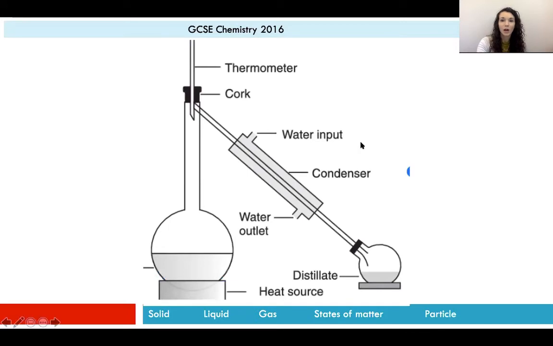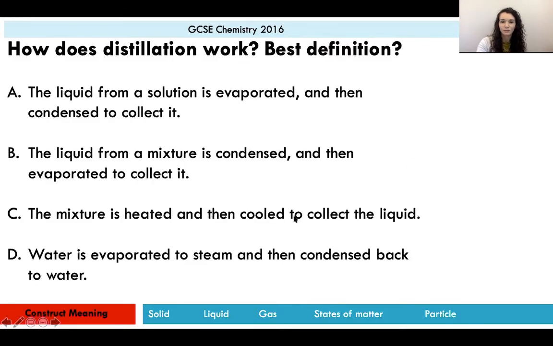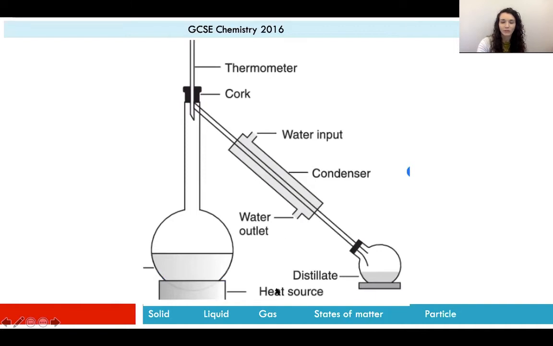Excellent, well done. So you've got the thermometer. You usually have a bung or a cork there to stop any of the vapour from escaping. You've got the heat source or the Bunsen burner here. You've got this flask here with your mixture in. This column here, this tube here, is the condenser, and you've got this water jacket around it where cold water is pumped in, and the water comes out here, and the water there will just carry on and flow down into the sink.